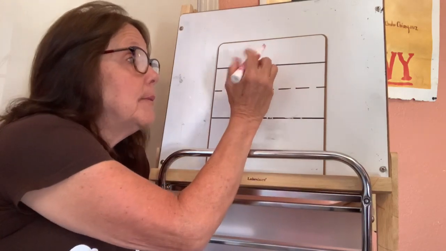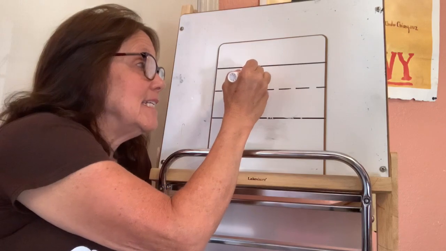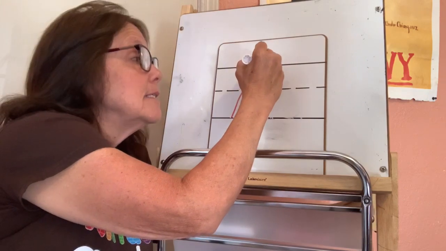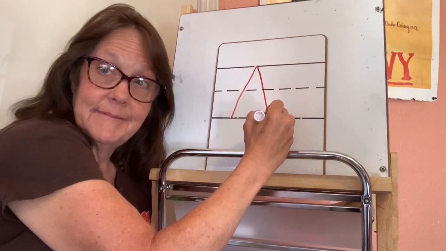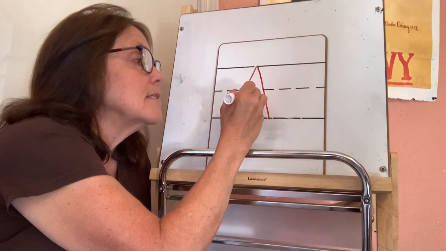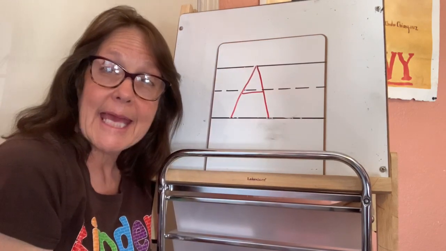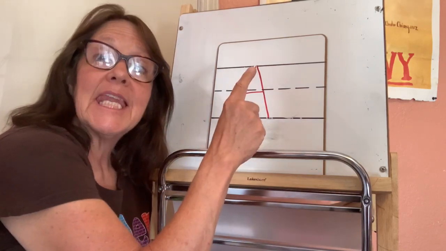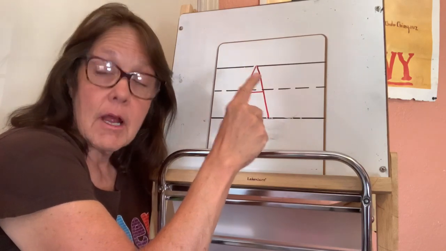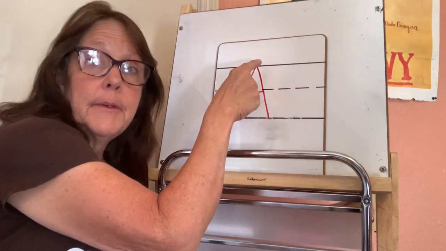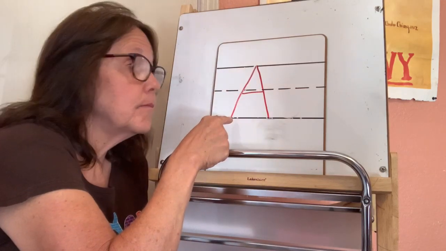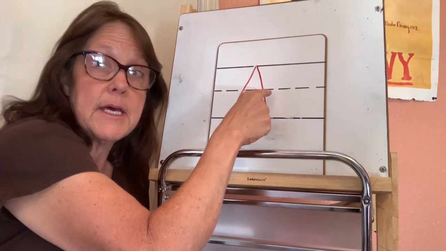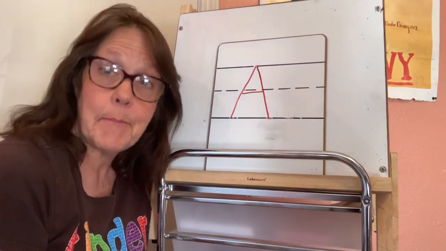I start at the top, slant down to the bottom, back at the top, slant down to the bottom, and then across the middle. And there's my capital letter A. You try it with me. Get your magic finger and let's write the letter A in the air, the capital A. Top, slant down, top, slant down, across the middle. Great job writing the capital A.